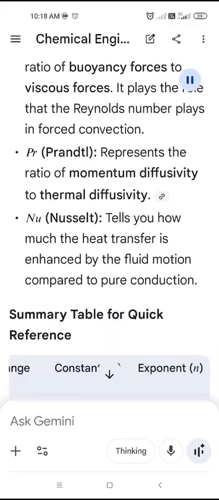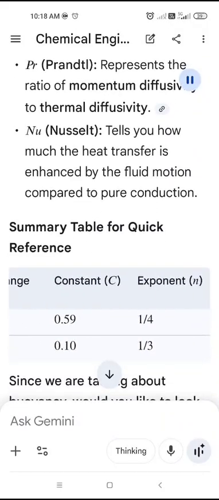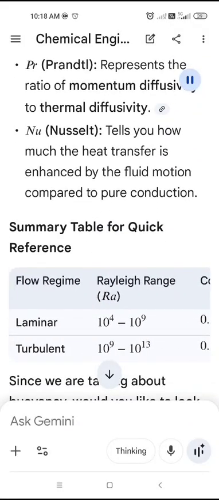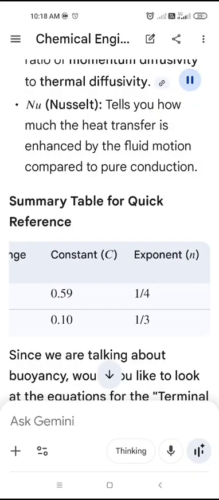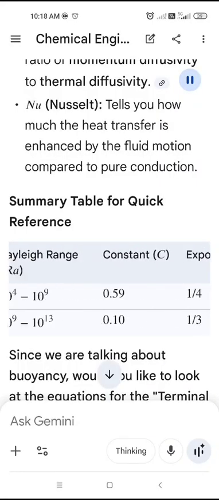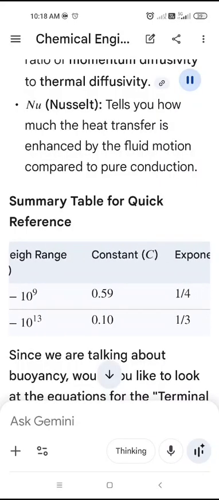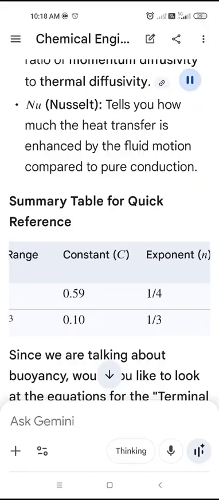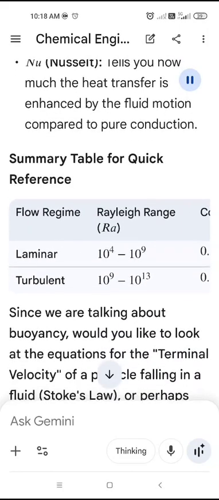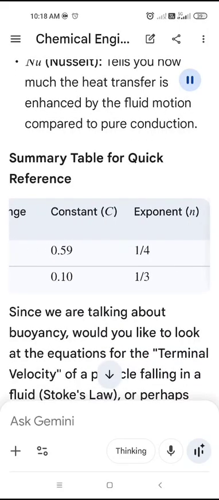Flow regime, Rayleigh range Ra, constant C, exponent n. Laminar: 10^4 to 10^9, 0.59, 1/4. Turbulent: 10^9 to 10^13, 0.10, 1/3.